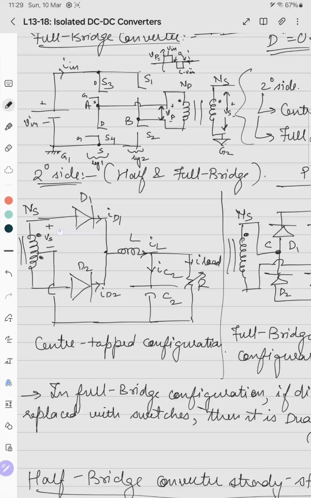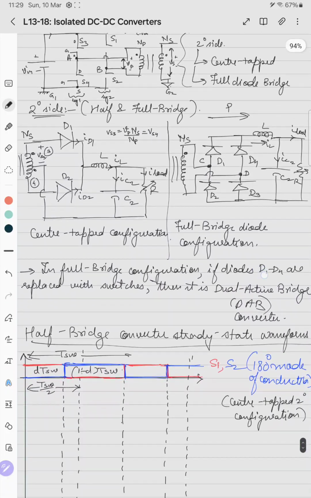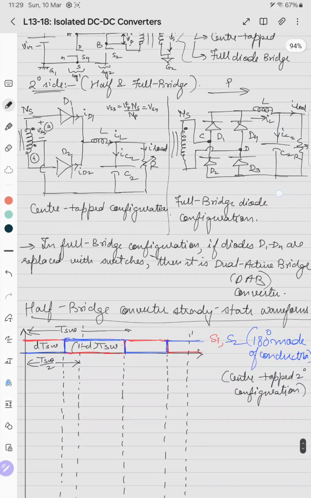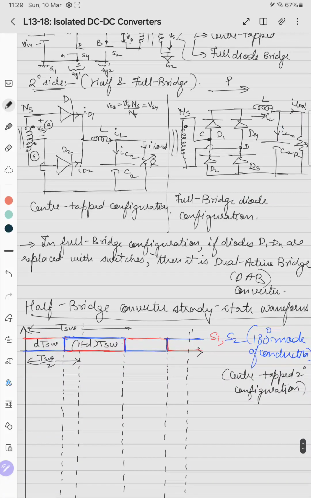This we'll call winding number 3, and this we call winding number 4. So Vs3 will be V primary into Ns by Np. This will be equal to Vs4. So it will be positive, meaning the dot is at the positive. So D1 will be forward biased. So ID1 will be IL.